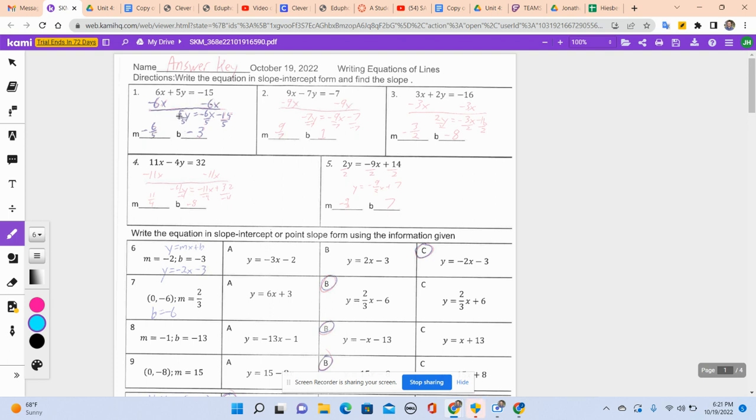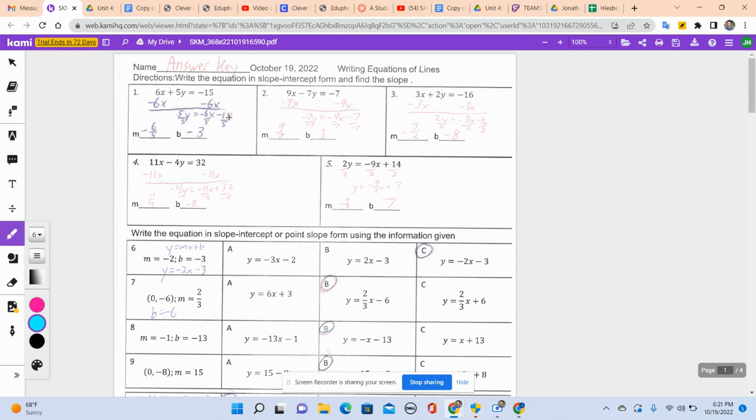Of course, to get y by itself, you have to divide by 5, leaving you with y equals negative 6x over 5 minus 3. So our slope is negative 6 over 5 because m is attached to x when y is by itself. So the slope is attached to x. And then the y-intercept b is negative 3.